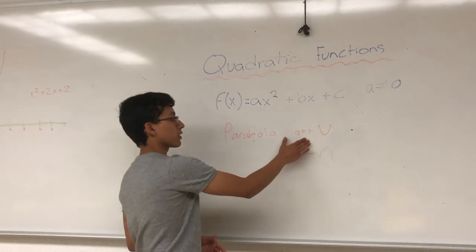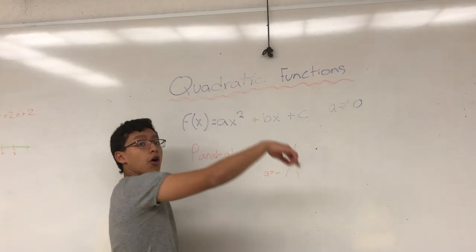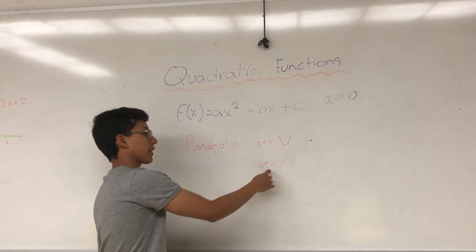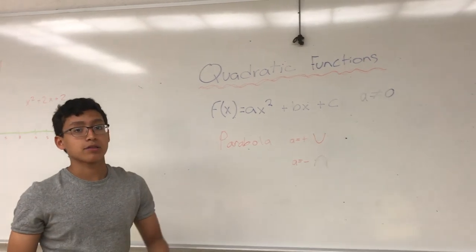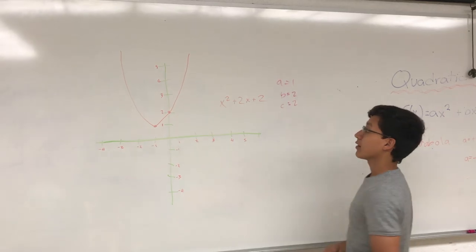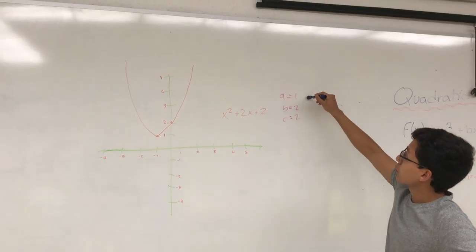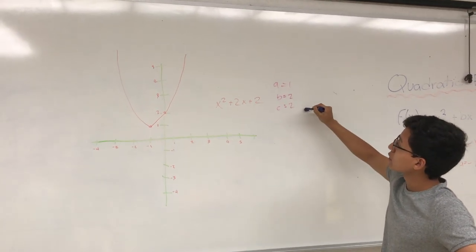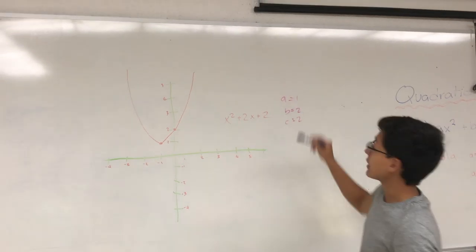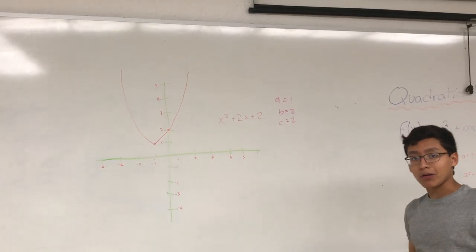So if a is positive, then we will get an upward parabola. If a is negative, we will get a parabola that opens downward. Looking at this formula, we know that a is equal to 1, b is equal to 2, and c is equal to 2 as well. Now, if a is positive, this means that the parabola will open up.